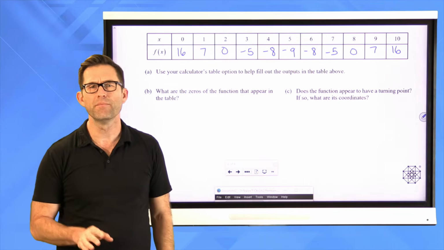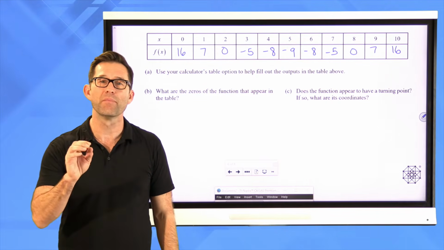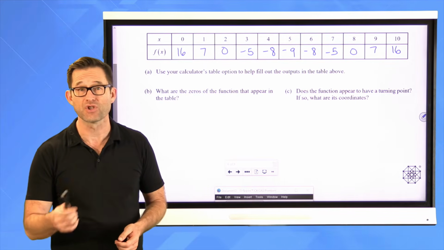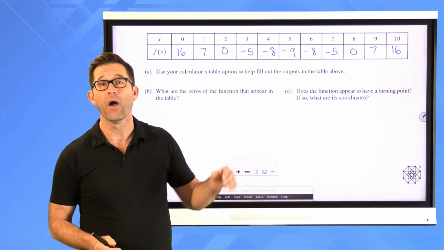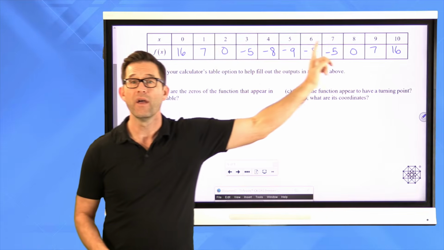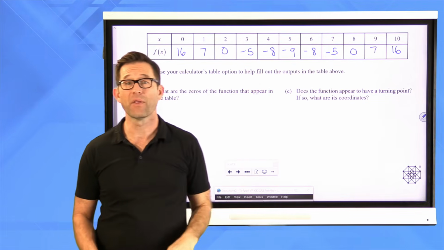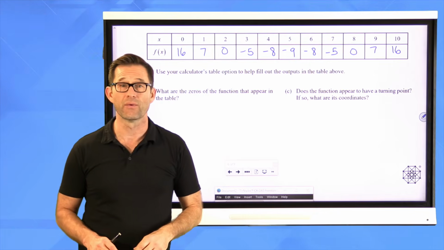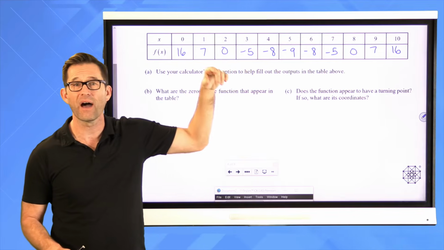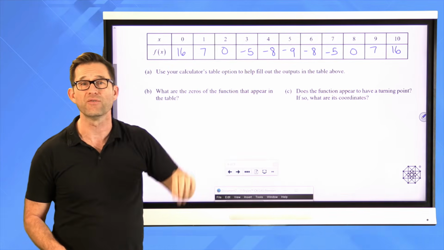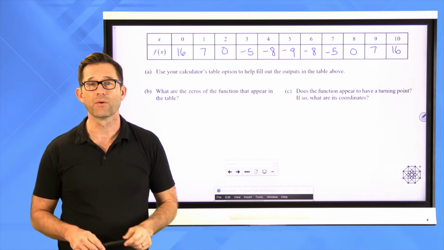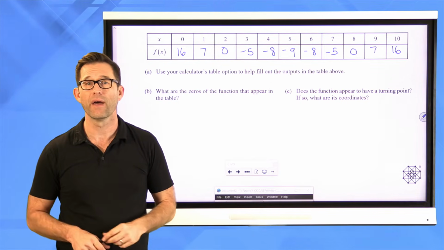Before answering this question, let me point out one of the biggest limitations about tables. Tables only show you what you've asked it to show you. In other words, all I can see are the input-output pairs for a domain that goes from x equals 0 to x equals 10. And the domain only has integers in it, right? So I don't know what's going on at 1.5 or at 4.75. I don't know what's going on at x equals negative 22. I don't know any of that. But based on the table alone, what are the zeros that you see? Pause the video and go ahead and write them.